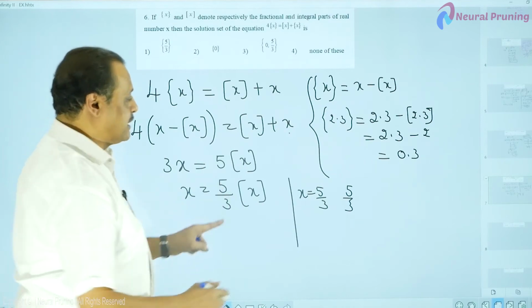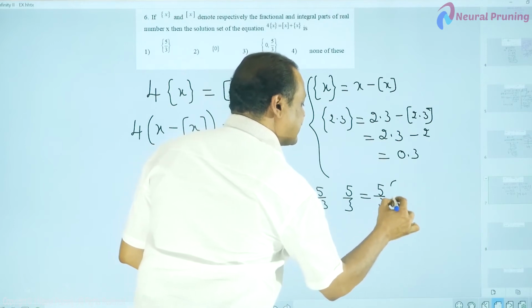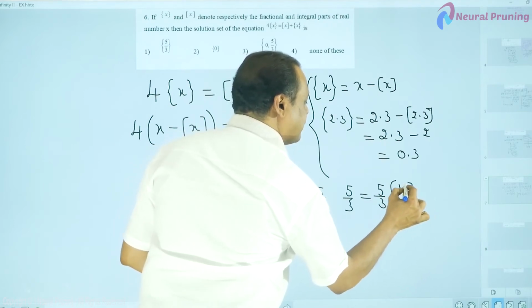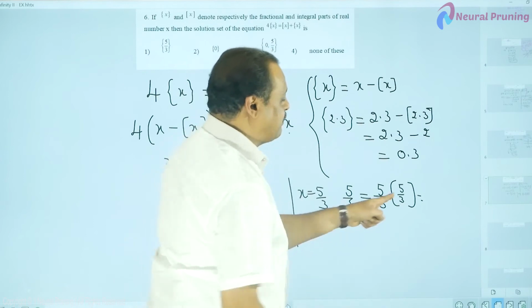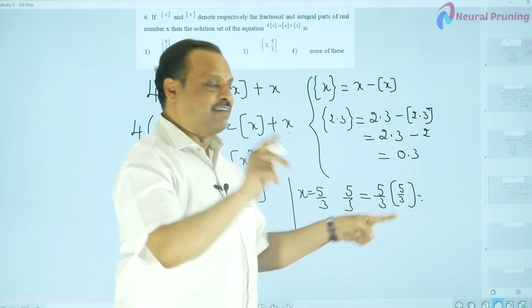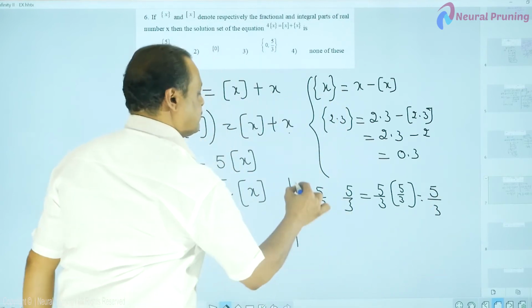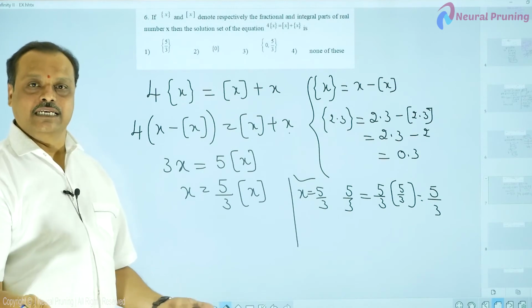x is equal to 5 by 3, and that is equal to 5 by 3 into what? The greatest integer value of 5 by 3. What is it equal to? 5 by 3 is 1 point something. So the greatest integer value is 1, and hence it is 5 by 3. So equality is satisfied. So x is equal to 5 by 3 is a solution.